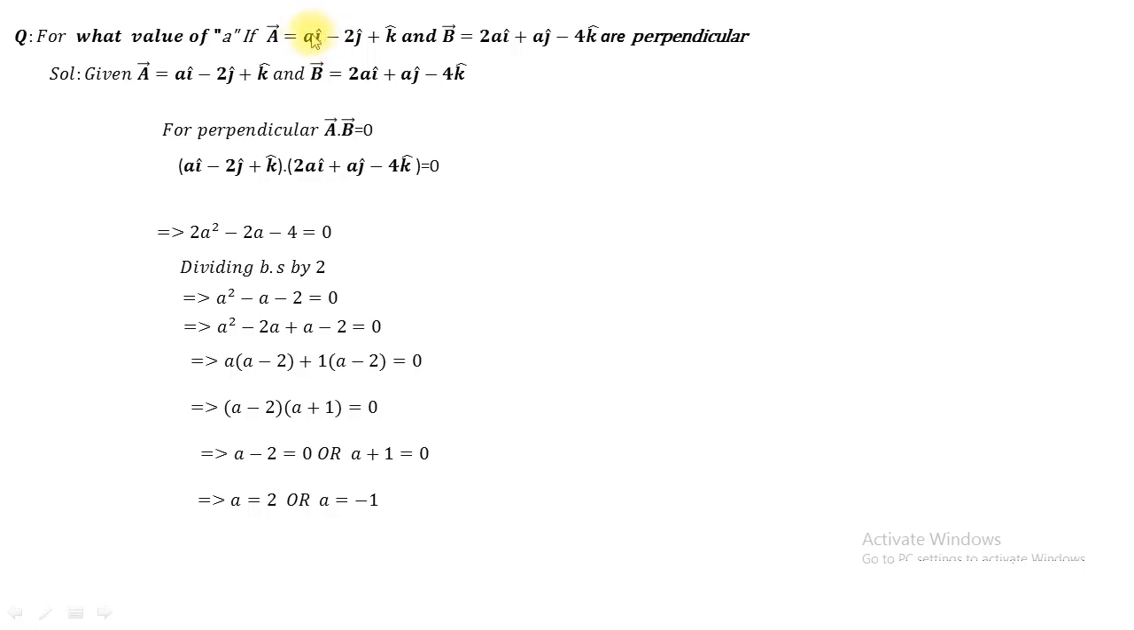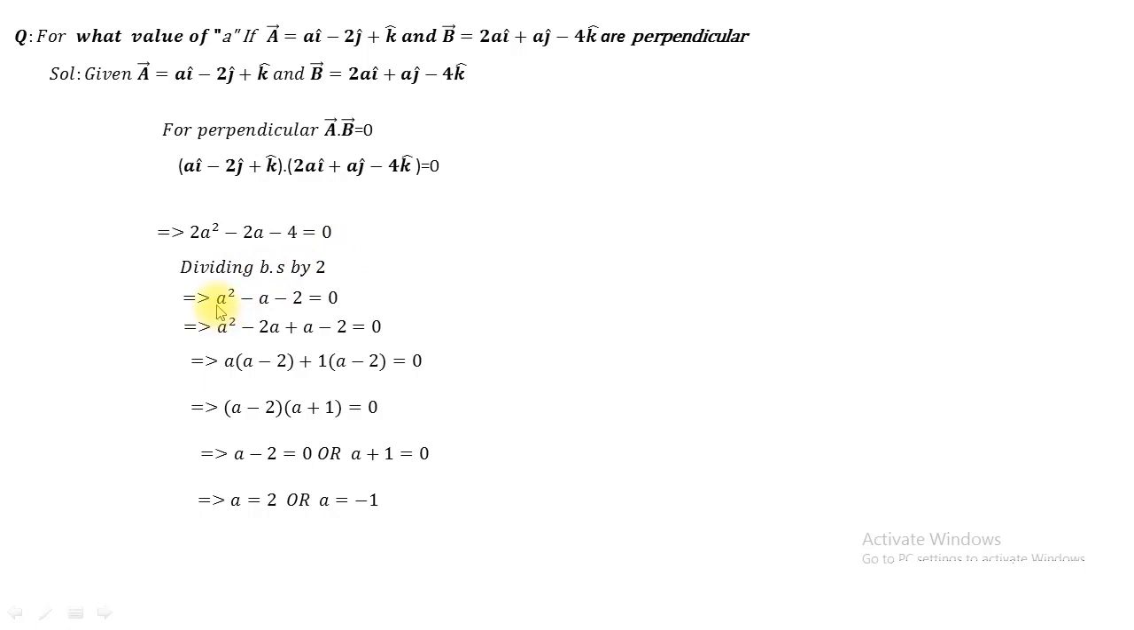In this component, the coefficient is a, so we have to find a. Since these two vectors are perpendicular, the dot product of these two vectors will be 0. So this is vector A and this is vector B, and the dot product of these two vectors is 0. By using the dot product, a multiplied by 2a is 2a squared, minus 2 multiplied by a, minus 2a, and 1 multiplied by minus 4, minus 4. So 2a squared minus 2a minus 4 is equal to 0.